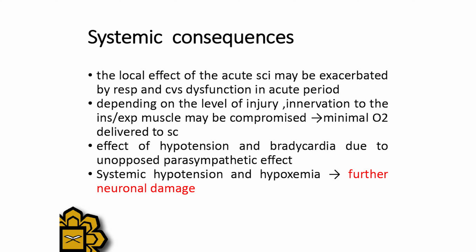So it's not only a local effect, but the systemic effect also contributes to the injury of the spinal cord level, because this local effect will be further exacerbated by your respiratory and CVS function. It depends, let's say you have an injury to your chest, your inspiratory and expiratory muscles also will be affected, minimal oxygen will be delivered to your tissue, and then systemic hypotension and hypoxemia cause further neuronal damage. So that's why it is very important.